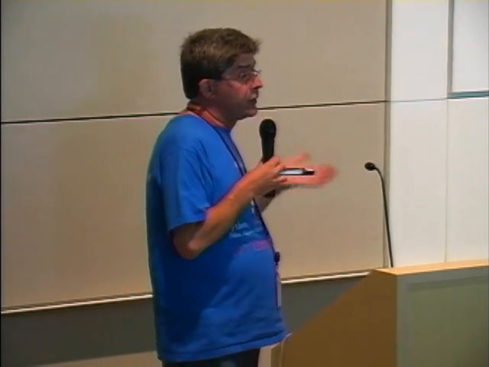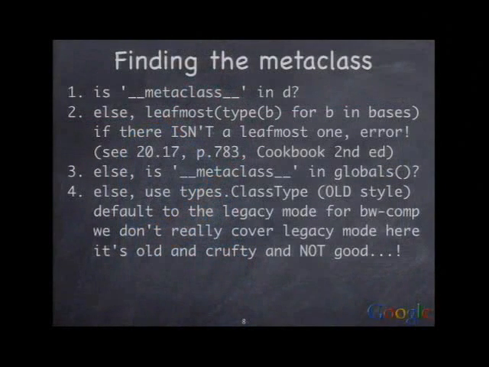First of all, there's a very explicit way for the Python programmer to tell the Python compiler and runtime what metaclass to use. It is simply to set, as part of the dictionary that the class body is building, dunder metaclass. That basically means you write something like dunder metaclass equals type. You're saying use type as my metaclass.